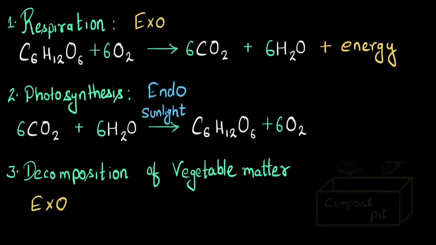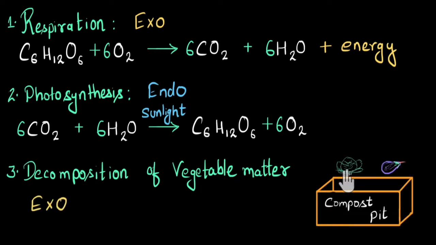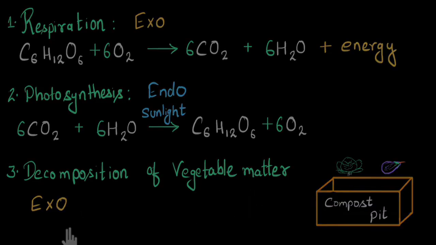See, basically what happens when we throw off unused vegetables or fruits, bacteria and fungi act on it and they decompose it, they break it down. Now in this process, a lot of energy is being released, and that's why this is an exothermic process. Now how I like to remember this is, when you throw away vegetable matter, it decomposes and it becomes manure or fertilizer. And fertilizers basically give energy to plants, right? So in this process, energy is being released. And that's how I remember that decomposition of vegetable matter is an exothermic process.